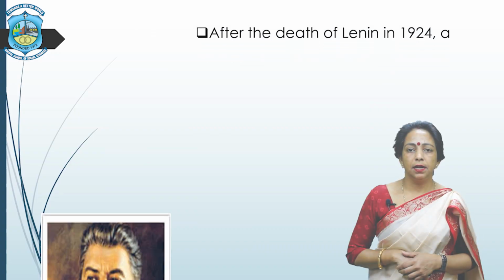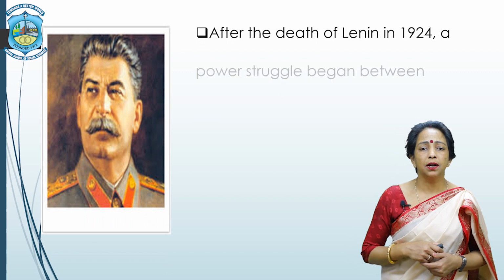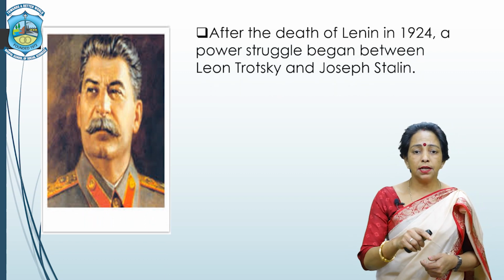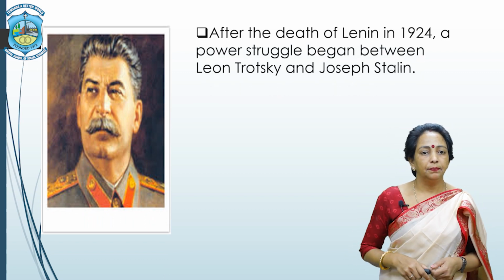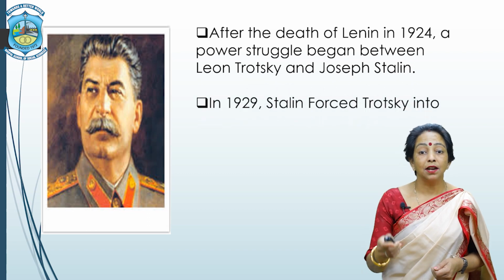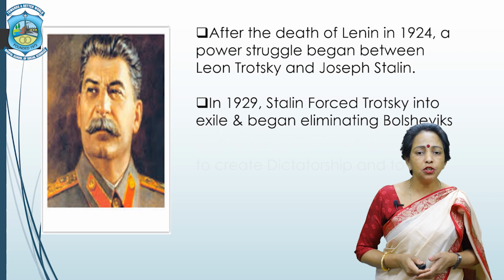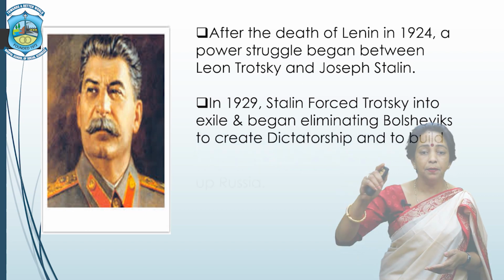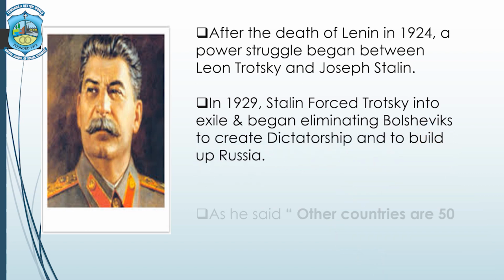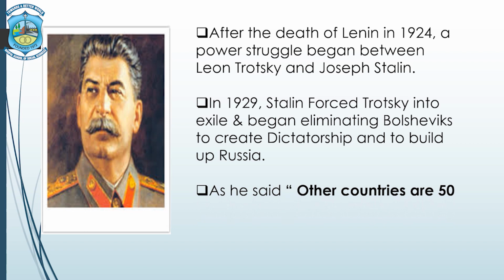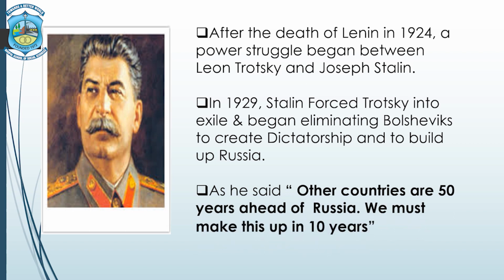After the death of Lenin in 1924, a power struggle started between Leon Trotsky and Joseph Stalin. Stalin forced Trotsky into exile and began eliminating the Bolsheviks to create a dictatorship and to build up Russia. As he once quoted, he said, "Other countries are 50 years ahead of Russia. We must take this up in 10 years."